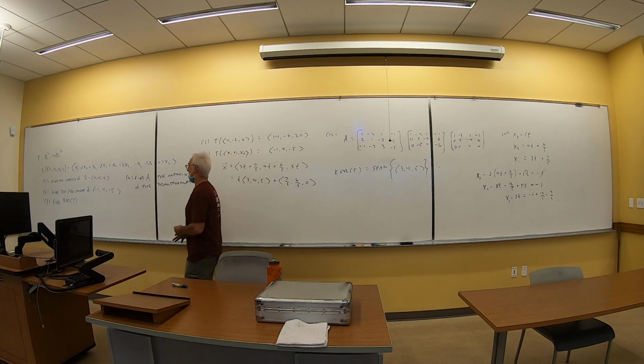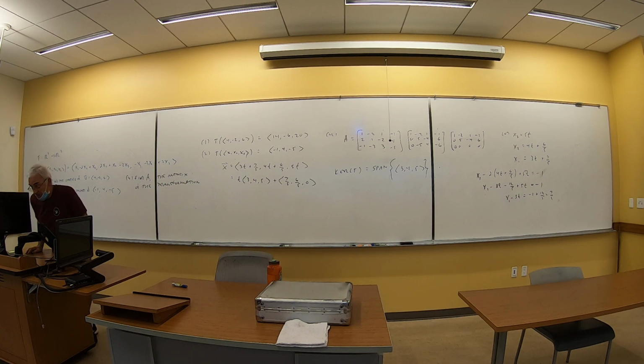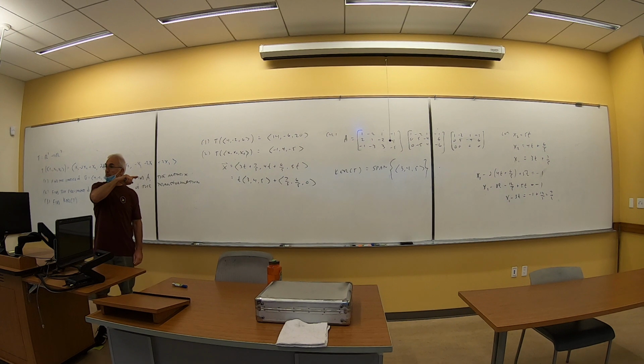Now there's question 5 and question 6. Is T 1 to 1? No. Because there's a parameter. The kernel is not 0. The kernel is not only the 0 vector. Is the 0 vector in the kernel? Yes. It has to be. It would be impossible for it not to be because the span of that means every multiple, so the 0 vector is a multiple of that.